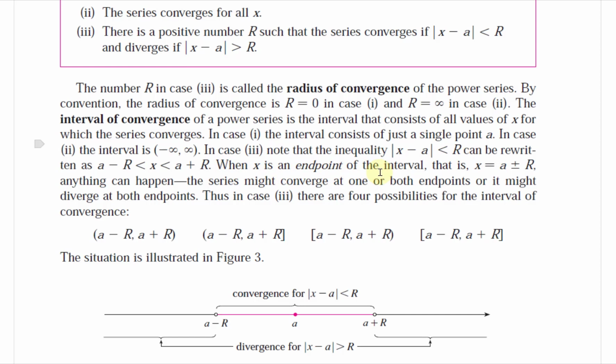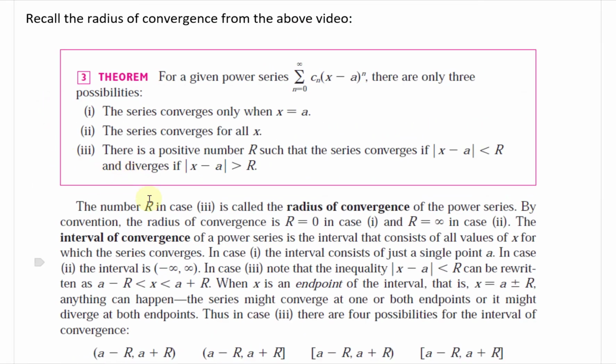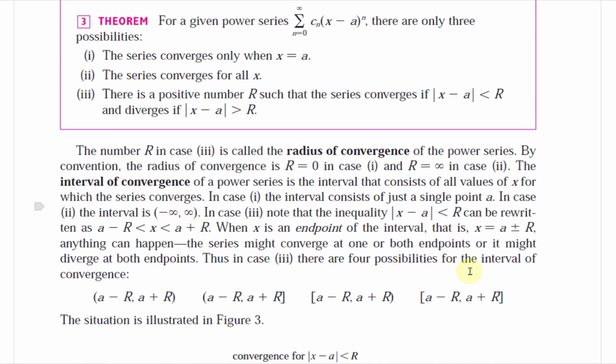when x is an endpoint of the interval, that is when x is equal to a plus or minus r, anything can happen. The series might converge at one or both endpoints, or it might diverge at both endpoints. Thus, in case 3 right here, there are 4 possibilities for the interval of convergence.